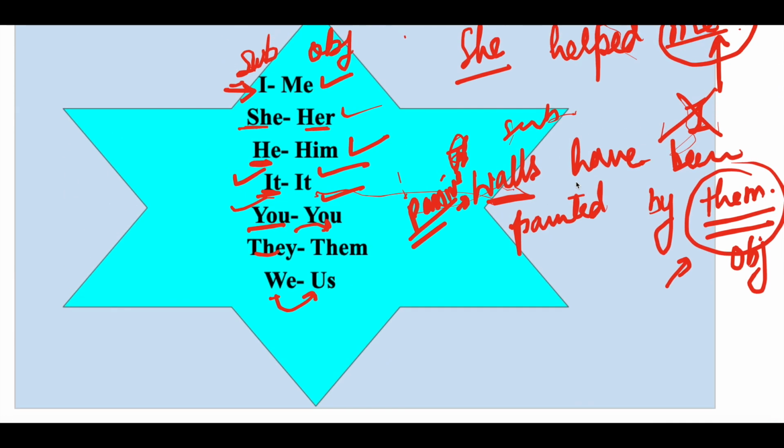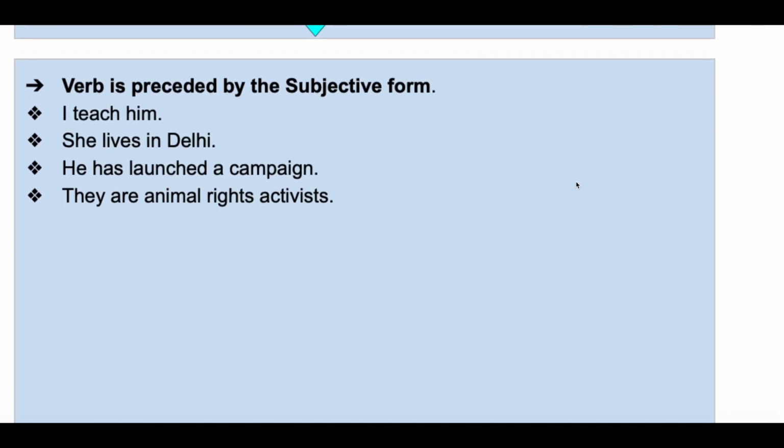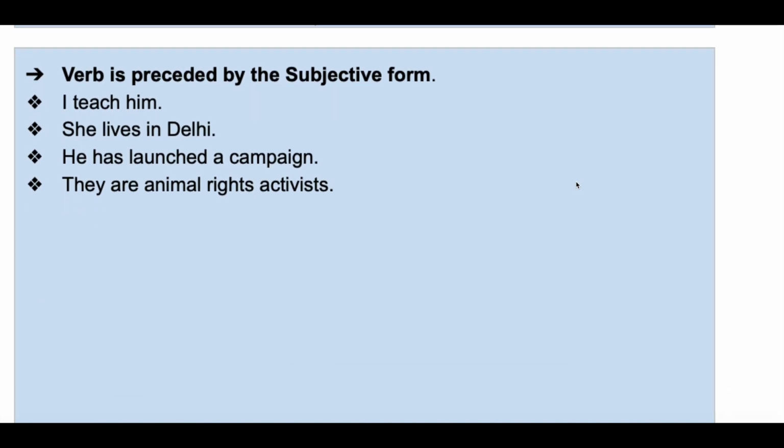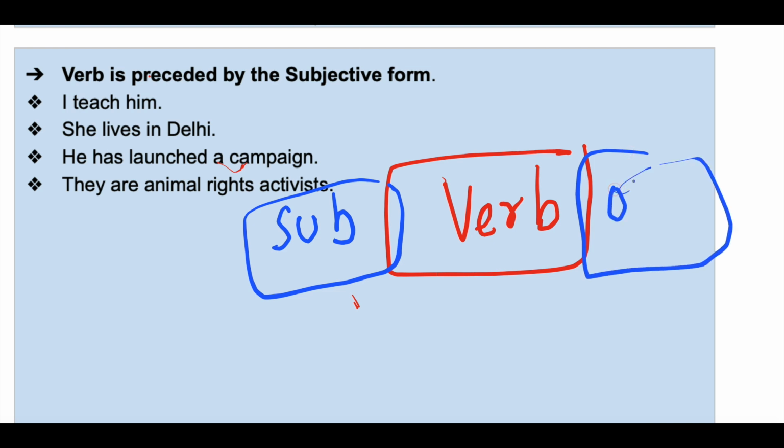Next. Now you should remember this list. Okay. Next, let's understand when do we use the pronoun in subjective and when in objective case. Okay. Verb is preceded by subjective form. So verb. Now remember this construction. Before verb, subjective case. After verb, objective case. Okay. So before verb, subjective case. After verb, objective case. Understood?